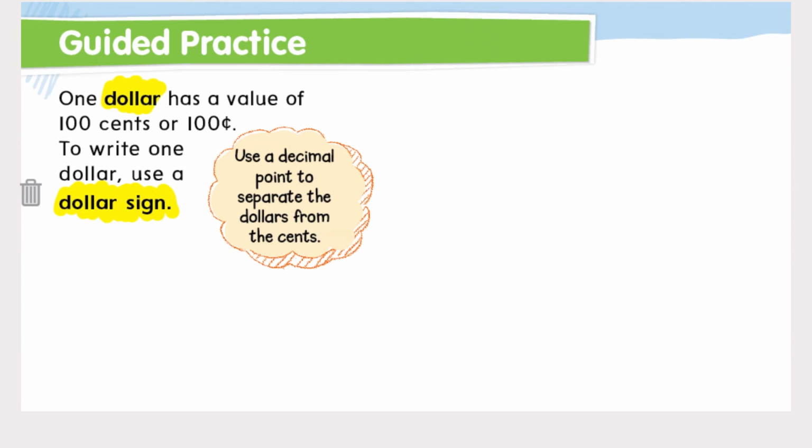So $1 has a value of 100 cents. To write $1, we're going to use a dollar sign. We're going to use a decimal point to separate the dollars from the cents. This is really important because that's how we know where to divide them into dollars and cents, or where to look at the whole dollars and the partial dollar, which would be the cents that are going up to make $1. But we've got to have that decimal in there, and a decimal is just a period. So it looks just like a period, like when you're doing your writing.